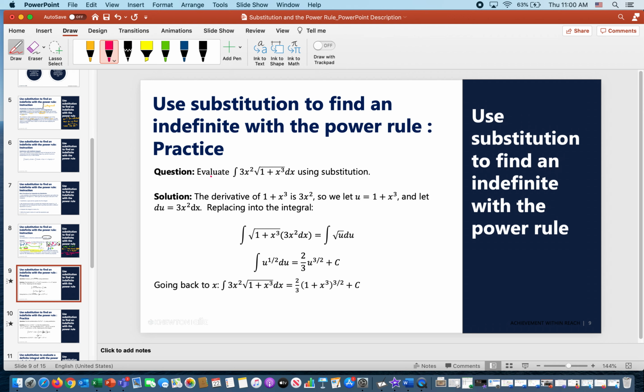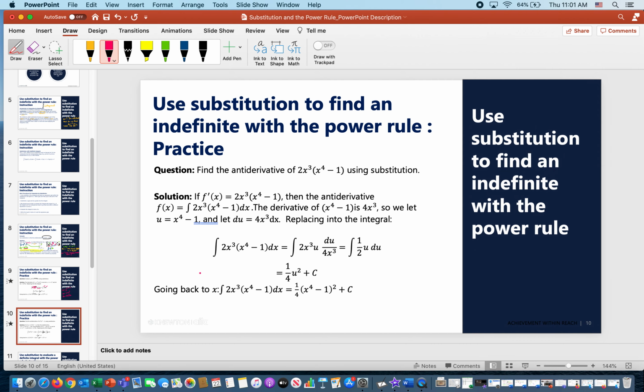If we look at this one right quick, this is just a repeat of what we did in the last problem. And you'll recall that one of the things I told you was that u would be the thing under the radical. So in this case, the thing under the radical is 1 plus x to the third. Du would be the derivative of that, 3x squared dx. So again, in our problem, you'll notice we have 3x squared dx, and we're replacing that with du. And then we have the square root of, right? That's our u.